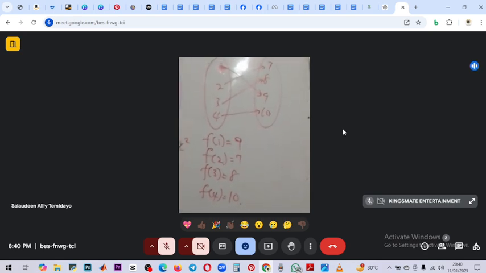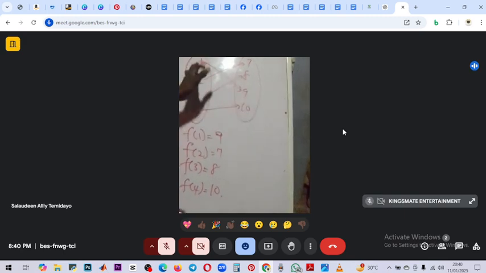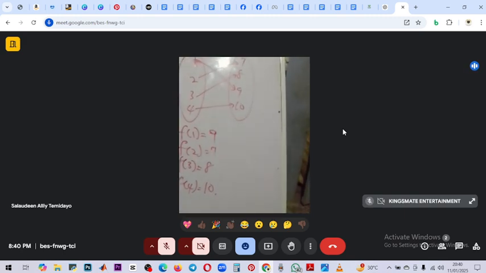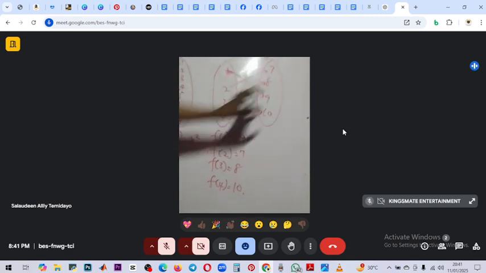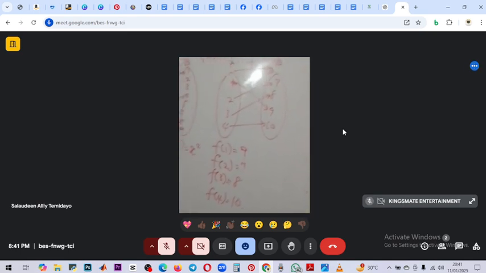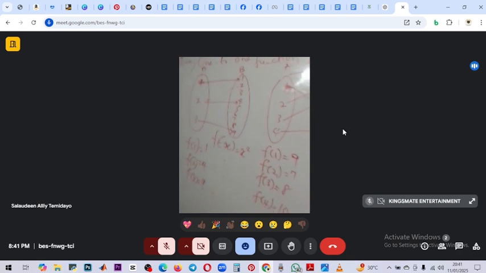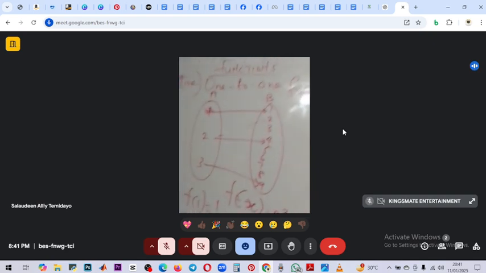This is what we call a what? An injective function, because all elements in the domain are matched. They are all one-to-one. One element to one element, one-to-one, one-to-one, one-to-one. So this is what we call a one-to-one function or an injective function.